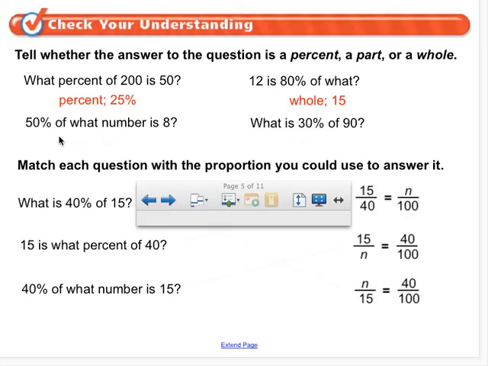Who did I give this to? Jabari? Who did I give this one to? It was 50% of what number is 8? I can reword this, but let me get you to take a guess. Well, first of all, what's 50%? Right. They're saying 8 is half of something. What is the something?